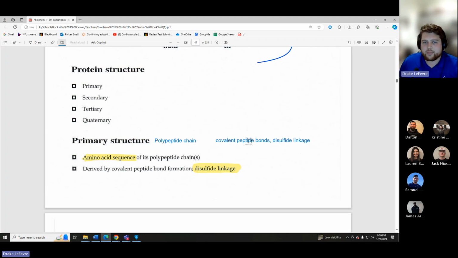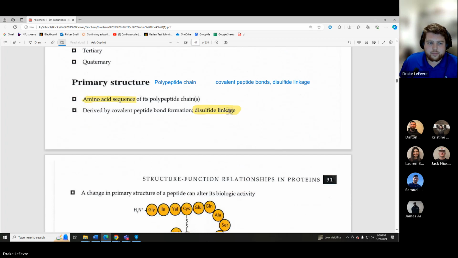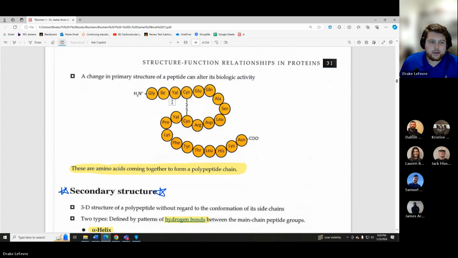So covalent peptide bonds, that's the big one to remember. So here we have our peptide chain. Also the disulfide linkage, but mostly you're going to be asked, it's going to be the peptide bonds. The peptide bonds are most of it.